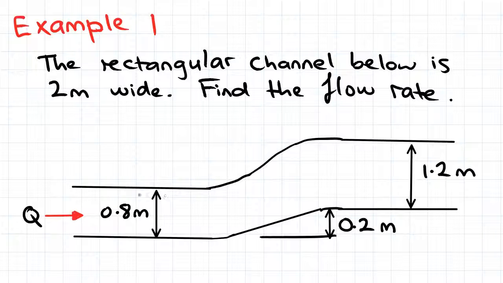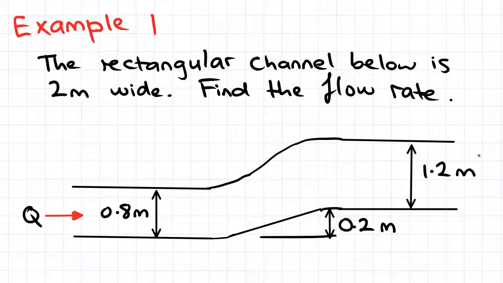The water, or the surface of the fluid, is observed to rise from 0.8 meters to 1.2 meters, and we've been asked to find what the flow rate is. The rectangular channel is 2 meters wide. So we know that Q equals VA, so by solving the Bernoulli equation for V, we can end up with the volumetric flow rate, which is what we've been asked to find.